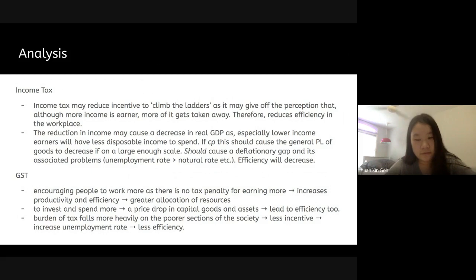So ceteris paribus, this will probably cause AD to decrease, and the general price level to decrease as well. It would shift left, and it should cause a deflationary gap. The demand for goods isn't high enough, and producers and suppliers don't want to employ employees anymore to produce products that aren't getting sold. So they would let go of their workers, and therefore unemployment can increase above the natural rate of unemployment, and efficiency may decrease.